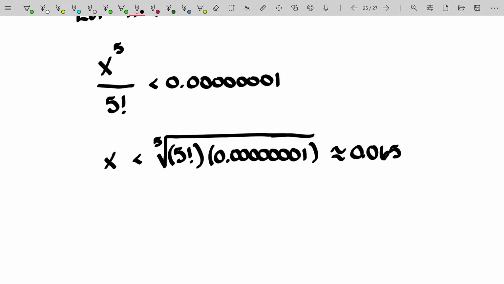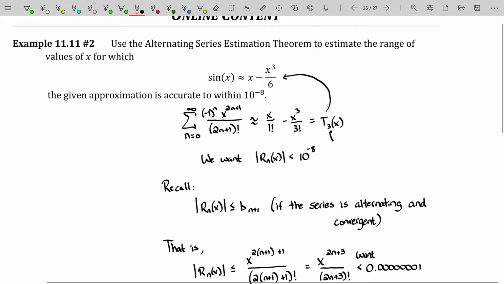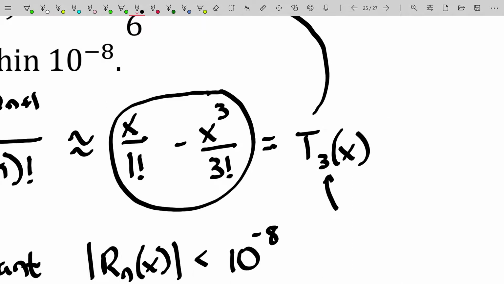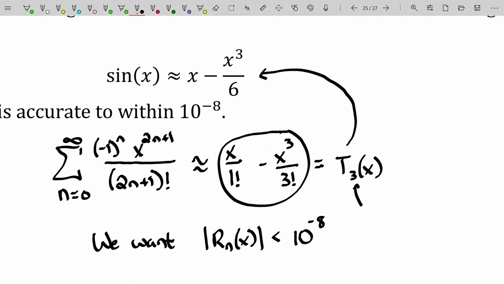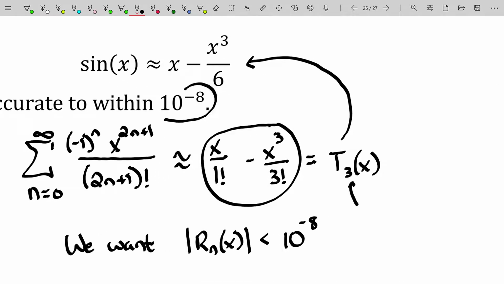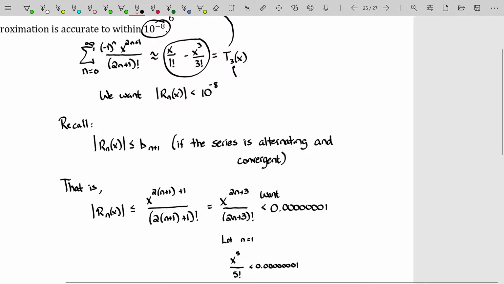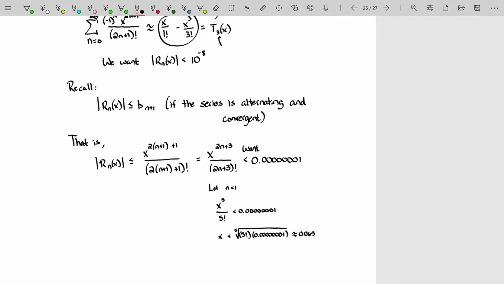So what does this actually mean? It means that for our polynomial here to be accurate to the actual sine curve to within a value of 10 to the negative 8th, we can only consider x values that are at most 0.065 units away from the center.